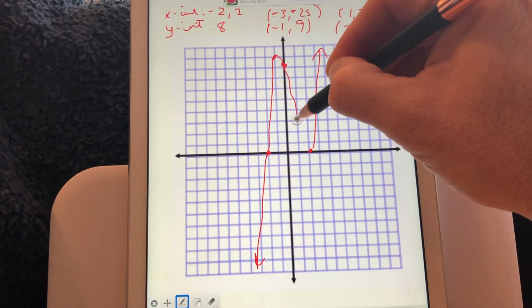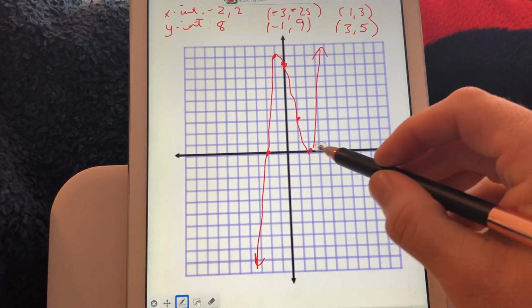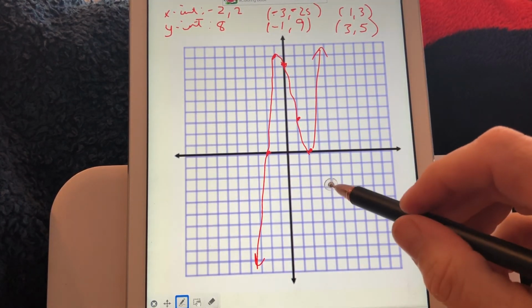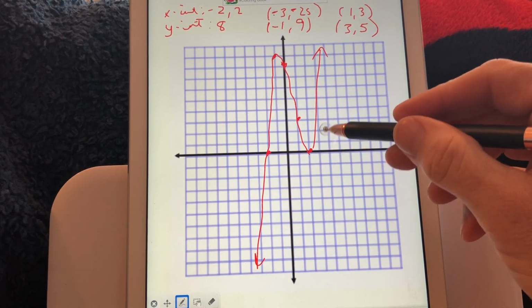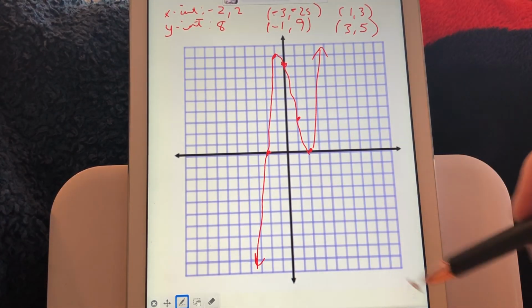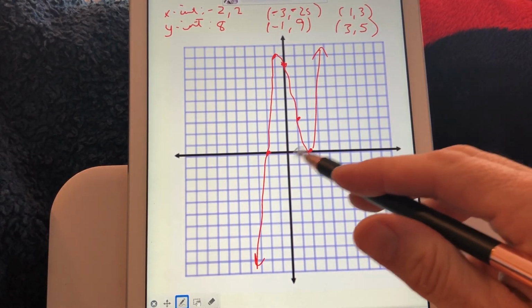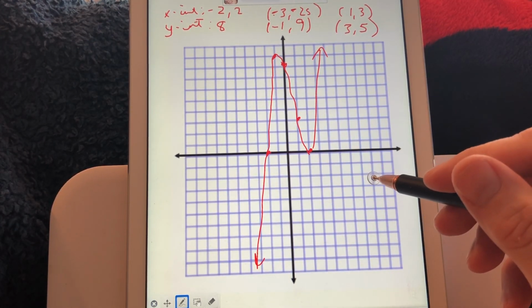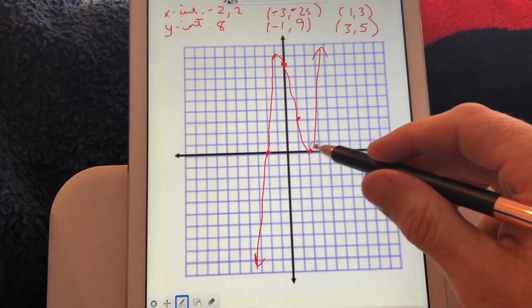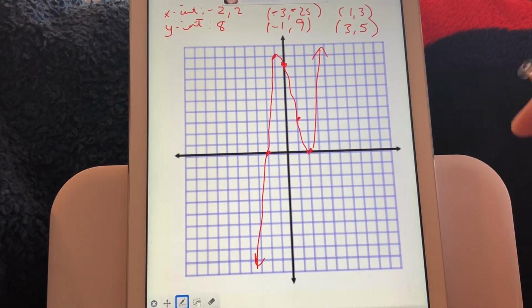Okay, so we're coming down here. Remember, at this x-intercept, we had a multiplicity of 2. So that's why the graph bounces off the x-axis and starts to head back up. Okay, so hopefully you're learning about how multiplicity changes the graph. We're crossing the axis there, bouncing off the axis there. And there you have it.